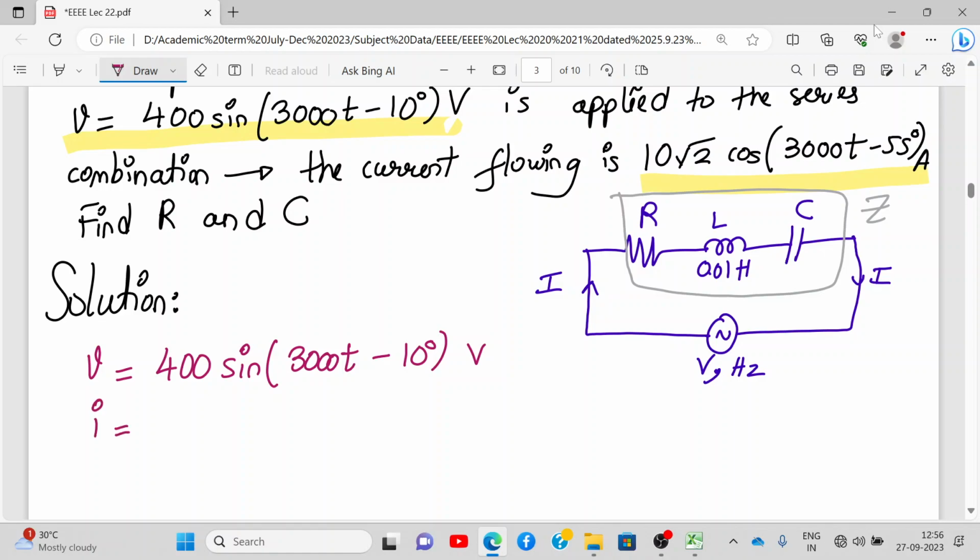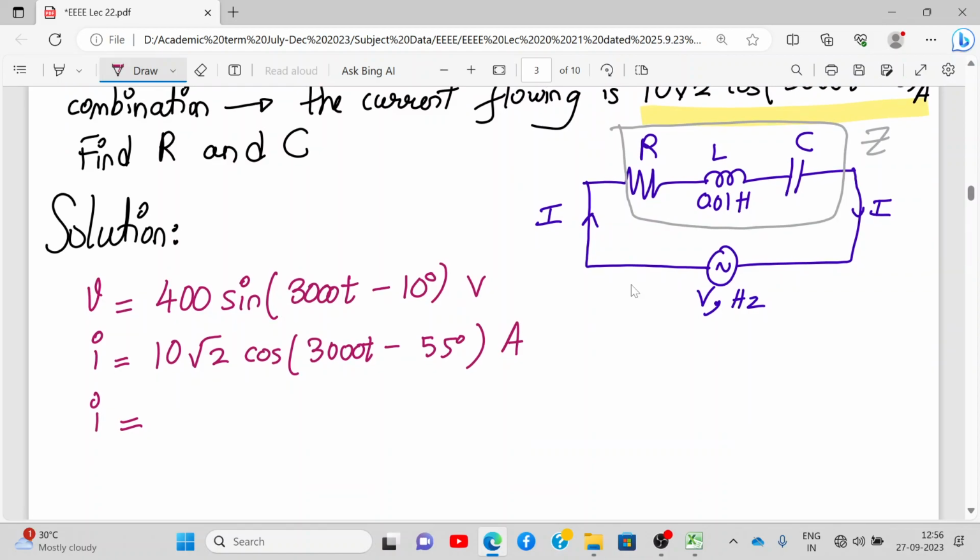What is I given as? 10 root 2 cos(3000t minus 55 degree) amperes. Now tell me how to convert it into standard form. Cos theta is sine theta plus 90. So it will be 10 root 2 sine(3000t plus minus 55 plus 90), which will be plus 35, right? This is the standard form.